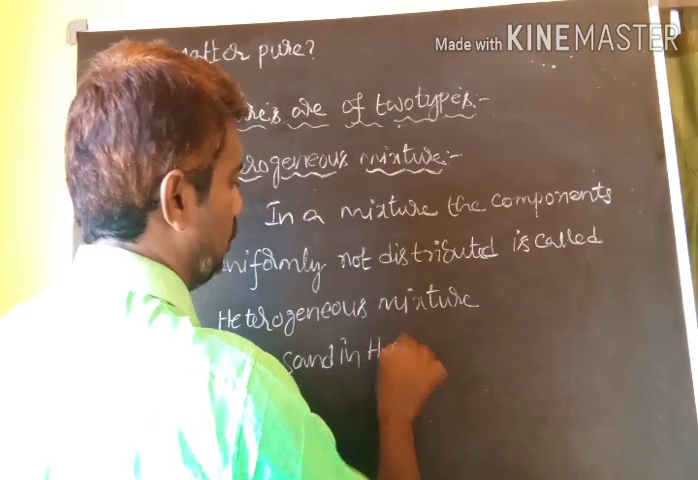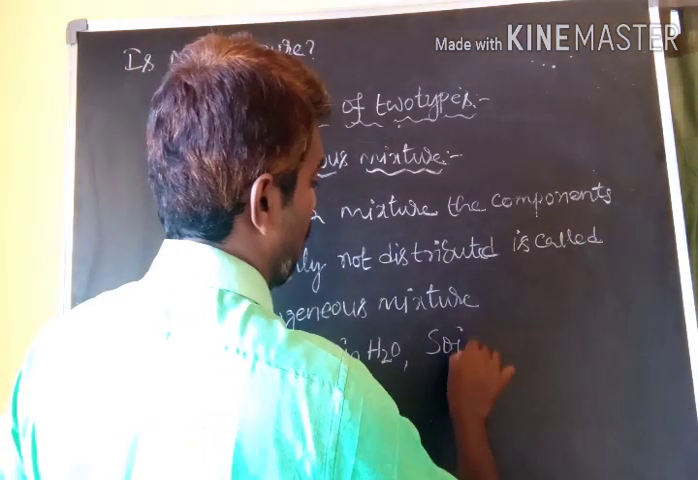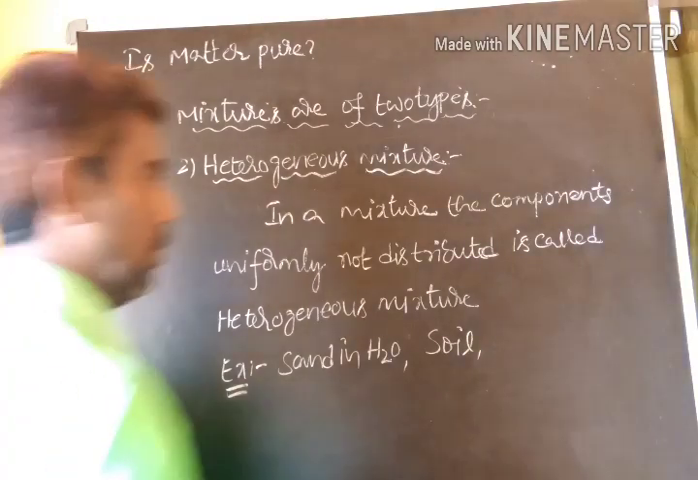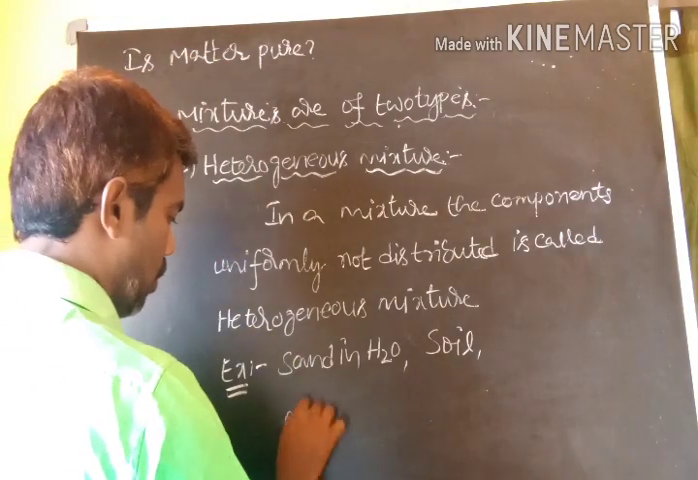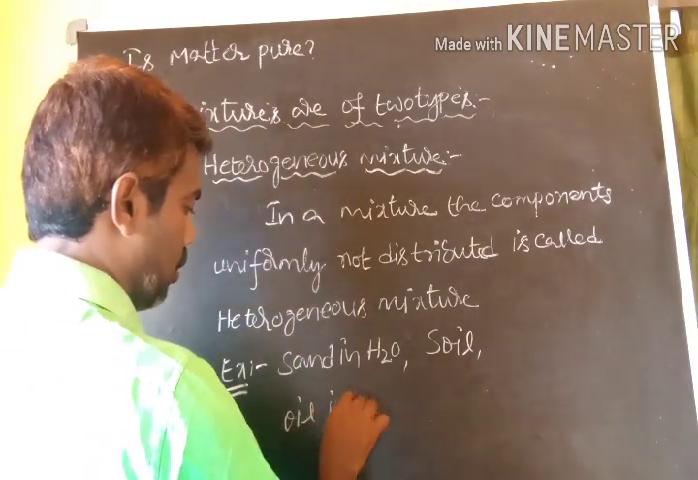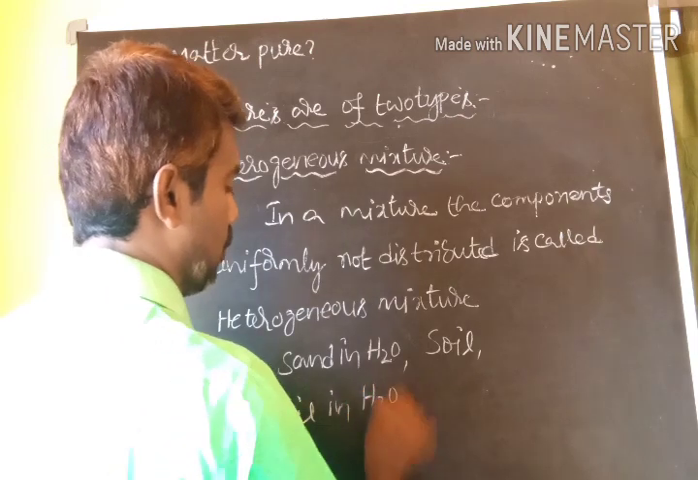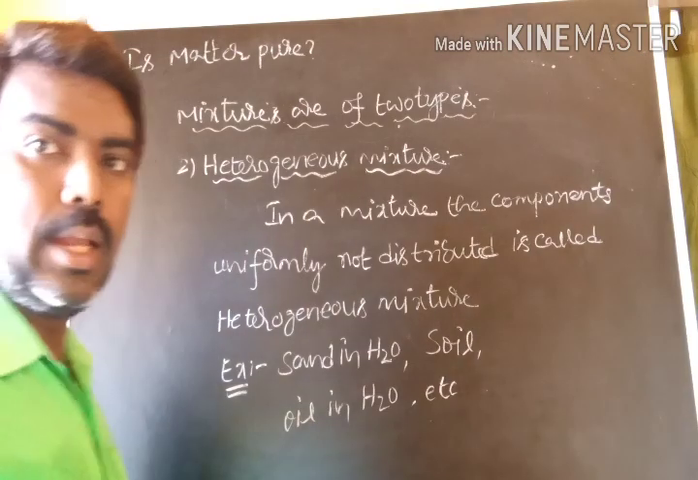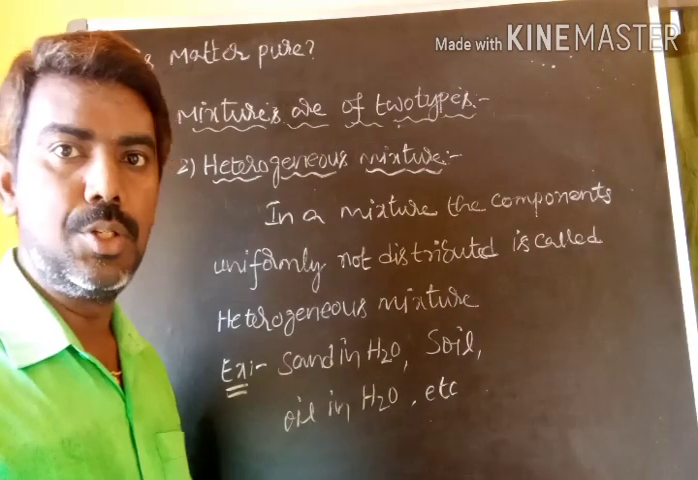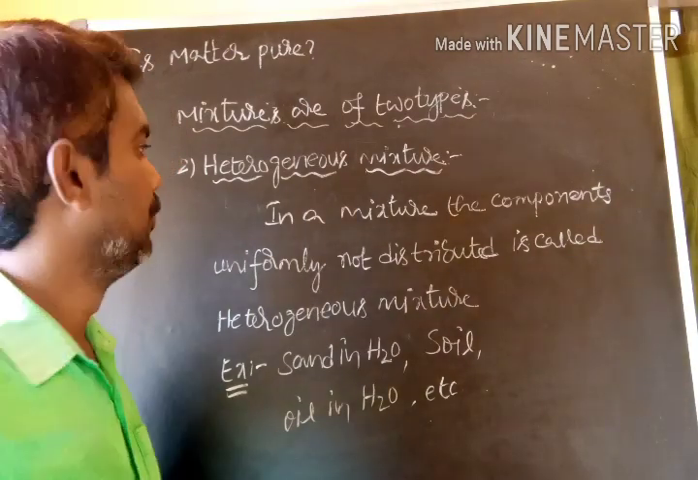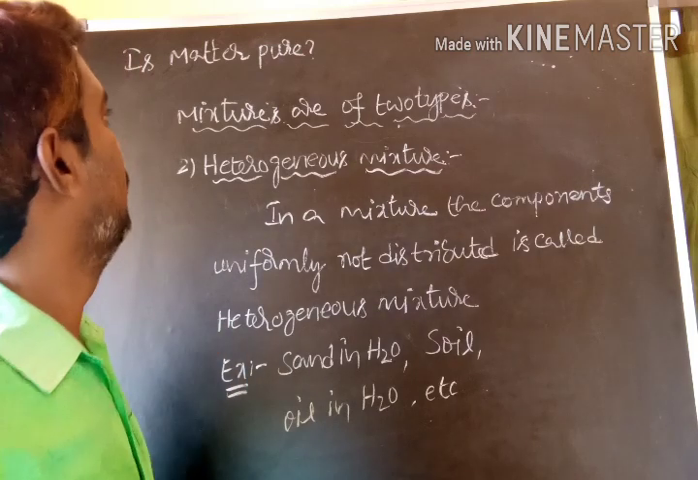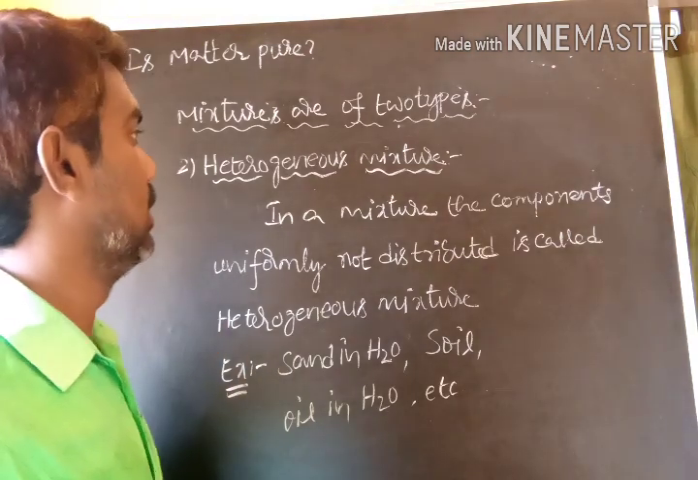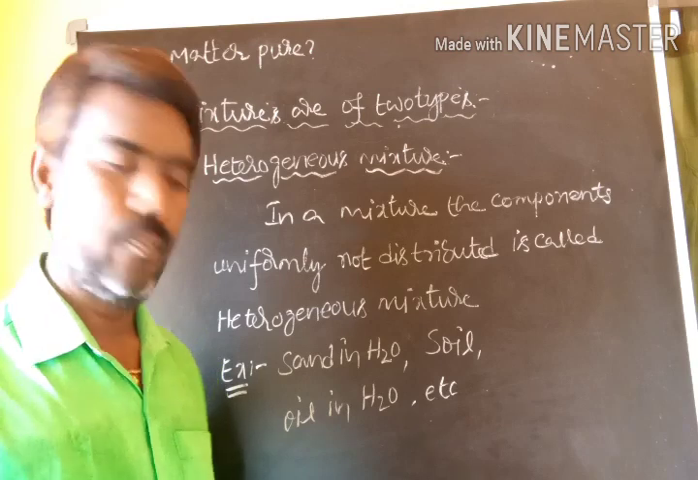Sand in water, soil, oil in water, etc. They are examples of the heterogeneous mixtures. Oil in water. So these are the different types of mixtures: homogeneous and heterogeneous.